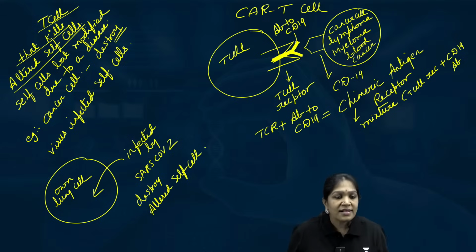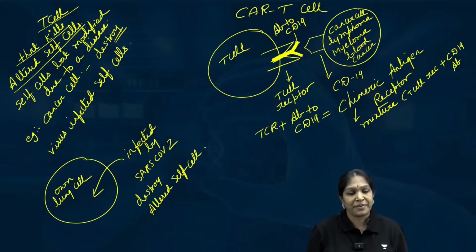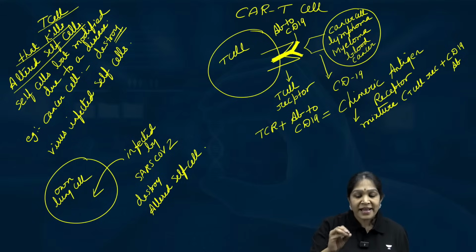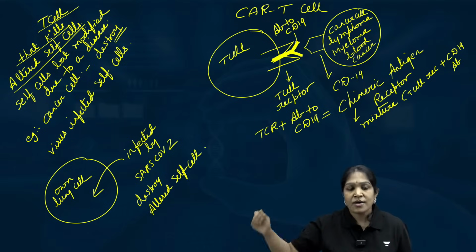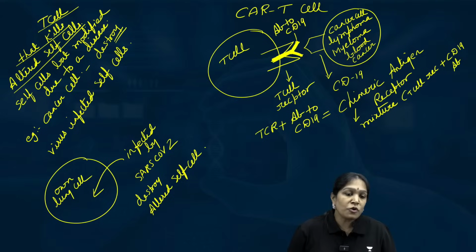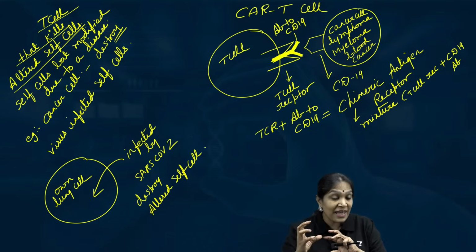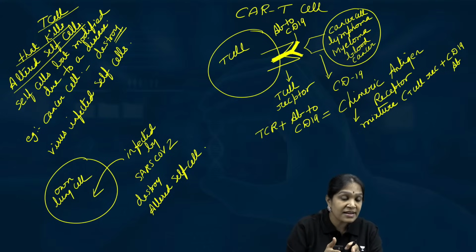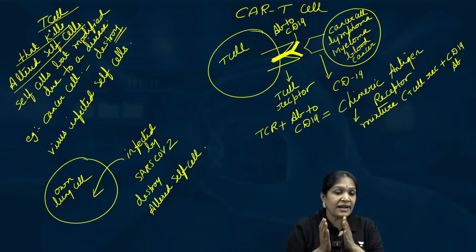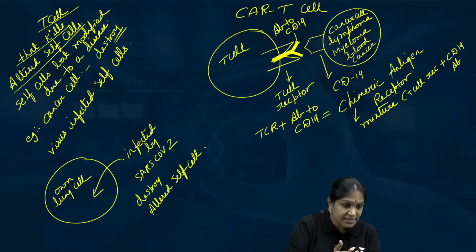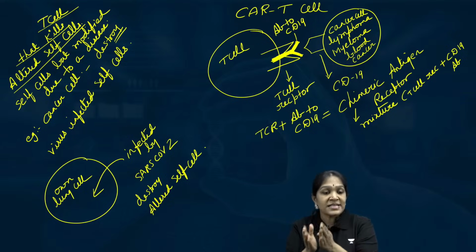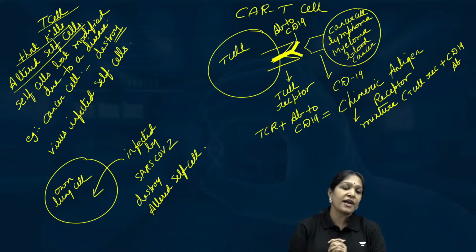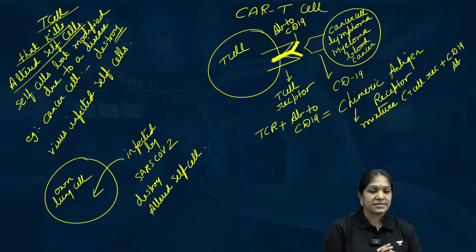Only myeloma. That is CAR T cell therapy. It means we modify the T cell receptor in such a way that it will particularly attack the myeloma cells. By adding a gene for this chimeric antigen receptor, we modify the T cell in such a way that it will precisely, specifically attack the myeloma cells. So that is CAR T cell therapy.